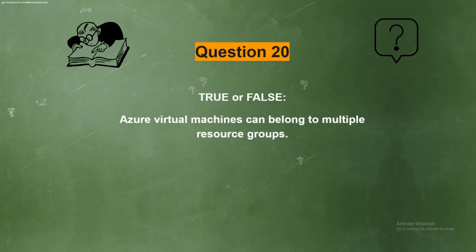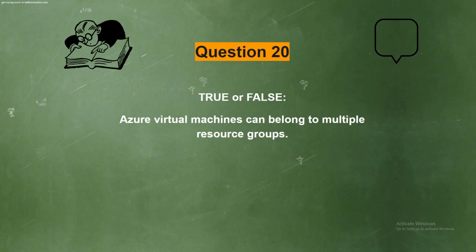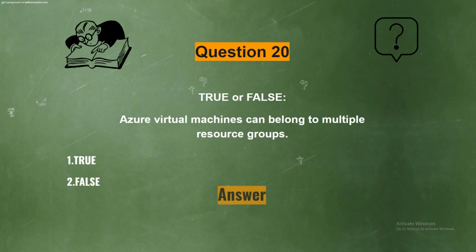Question 20. True or false? Azure virtual machines can belong to multiple resource groups. True or false? And the answer is false.